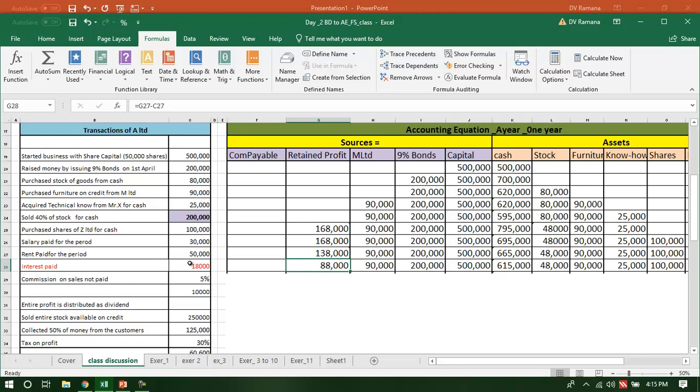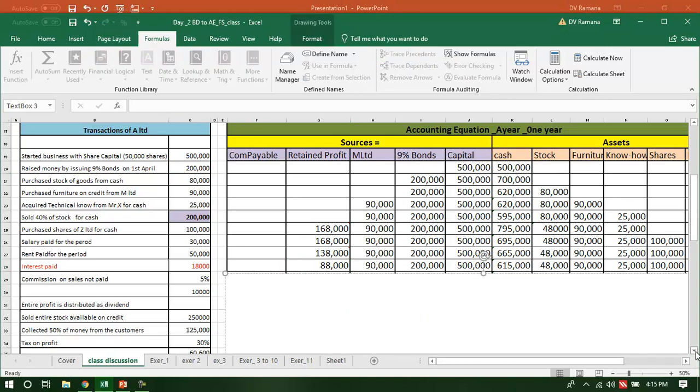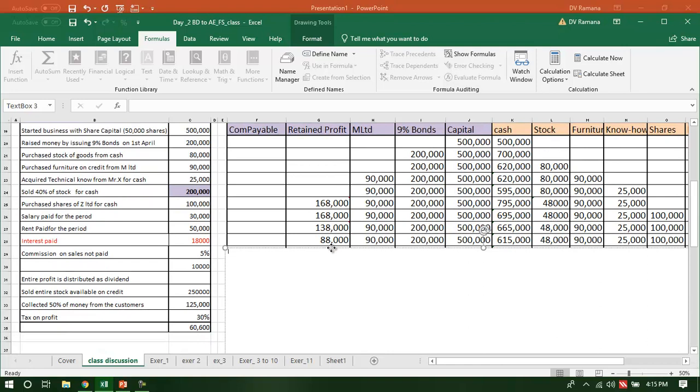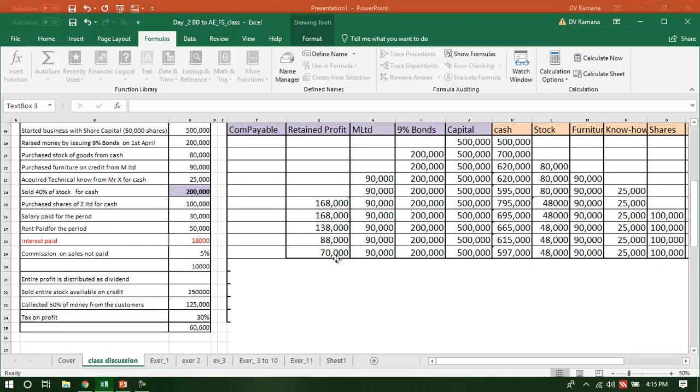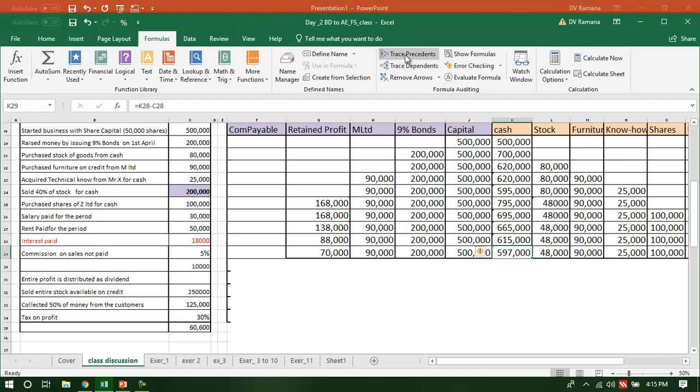And they paid interest on this loan, 9% interest. If interest is paid, to that extent the cash will come down: cash will reduce to the extent of 18,000, and profit will reduce to the extent of 18,000. No change in M Limited, no change in bonds, no change in capital, no change in stock, furniture, know-how or shares. And the equation tallies once again.